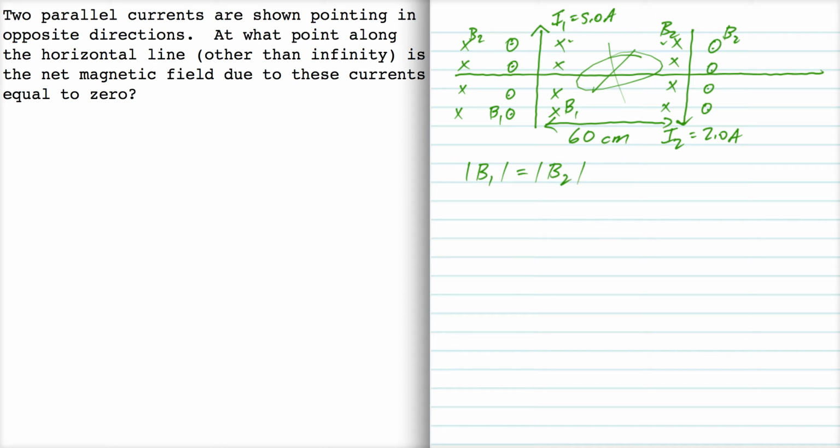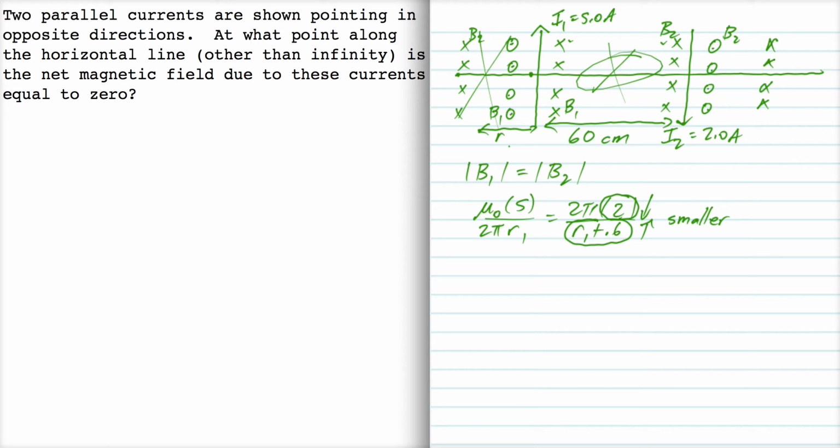Okay, and let's say that this distance is R1, and then I would have mu naught times 5 over 2 pi R1 is equal to mu naught times 2 over 2 pi times R1 plus 0.6. So the right-hand side of this equation, the numerator is smaller, and the denominator is always going to be bigger, right? And so that means this whole right-hand side, no matter what, is always going to be smaller. If you're really close to I1, then this is going to be smaller. If you're really far away from I1, then this is going to be smaller. So over here is out. Got to be over here.